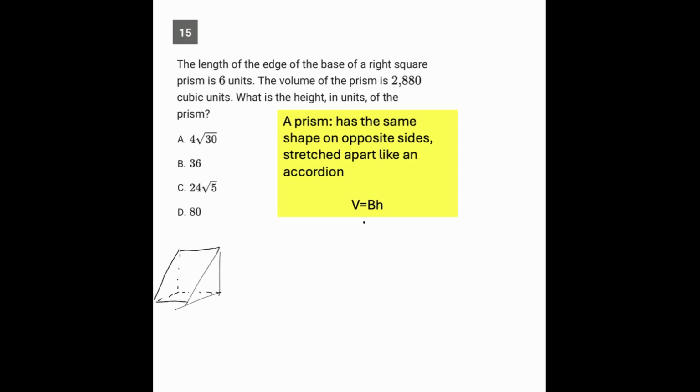And the volume of the prism is capital B times H. Capital B because it's not a length, it's an area. It's the area of the base.